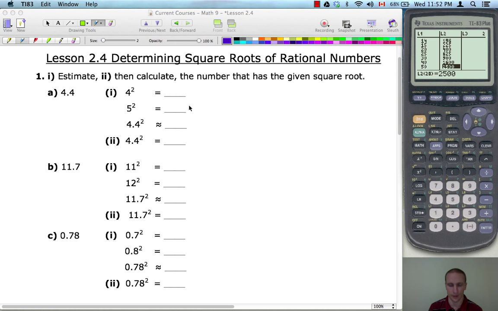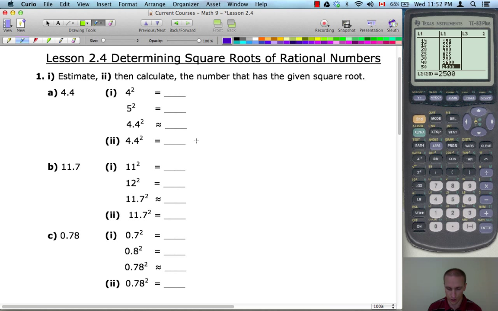So let's take a look at what we've got. The instructions here tell us to estimate, then calculate the number that has the given square root. So 4 squared is 16, we know that one. 5 squared is 25. 4.4 squared would be somewhere in between. Now this is a little bit below the halfway point, so you might guess something like 19, let's say.